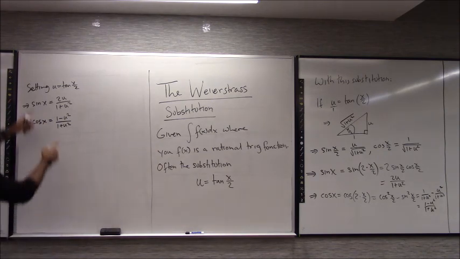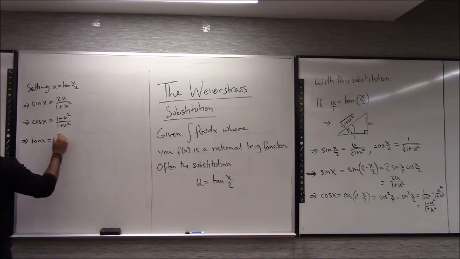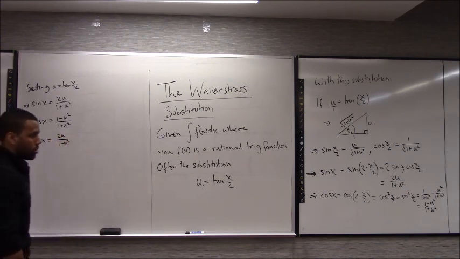And of course, you can divide both of these to create a tangent. So your tangent is going to be this divided by that. The 1 plus u squareds are going to cancel. You're going to have 2u over 1 minus u squared.